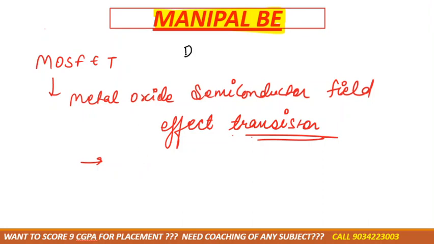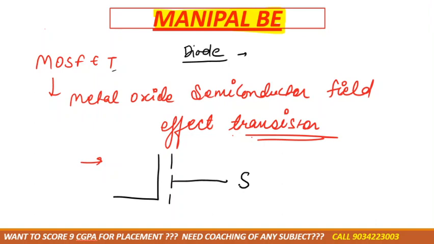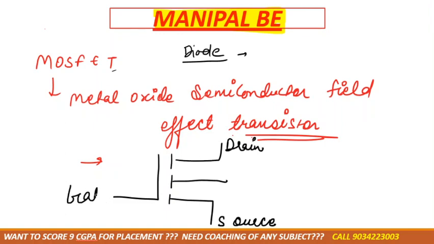Earlier we have studied about the diode. It just behaves like a switch. It can be on or off, but MOSFET can be used to control the current. And what is the symbol for the MOSFET? It will have three terminals. One of the terminals is the source, denoted by S. Another is the drain, denoted by D. Another is the gate, denoted by G.